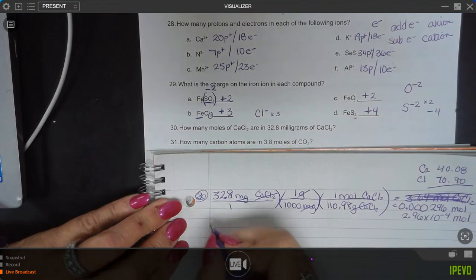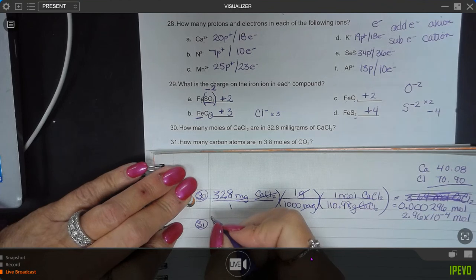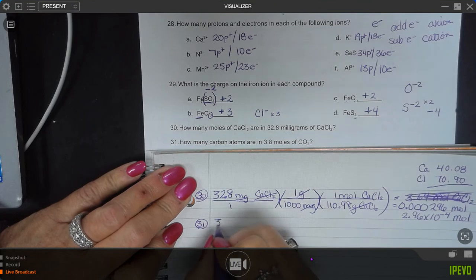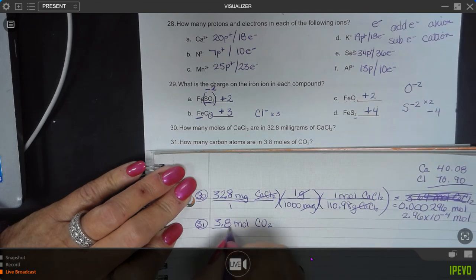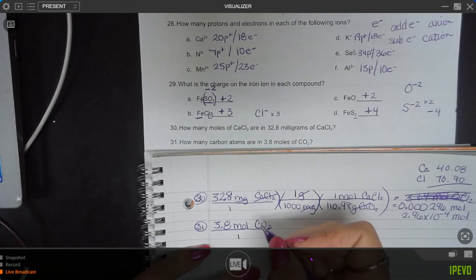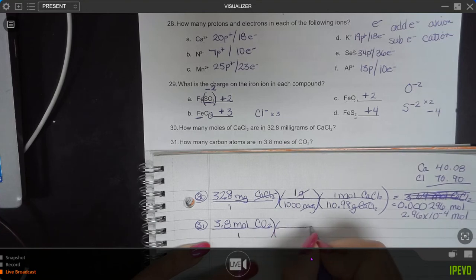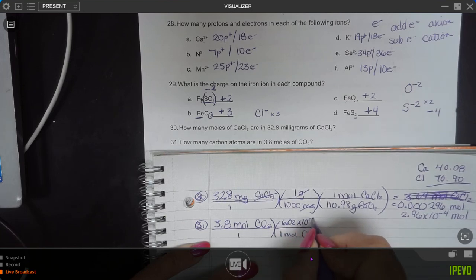Number 31 says, how many carbon atoms are in 3.8 moles of CO2? Okay, so you got to do a little creative thinking here. So 3.8 moles of CO2. The first thing we need to do is figure out how many molecules there are. So 1 mole is how many molecules? 1 mole of CO2 is 6.02 times 10 to the 23rd molecules of CO2.